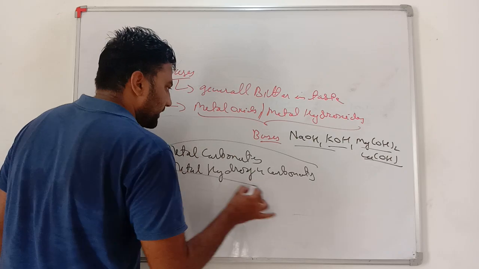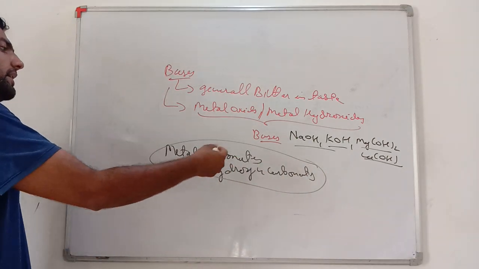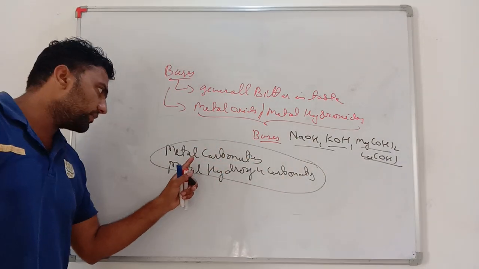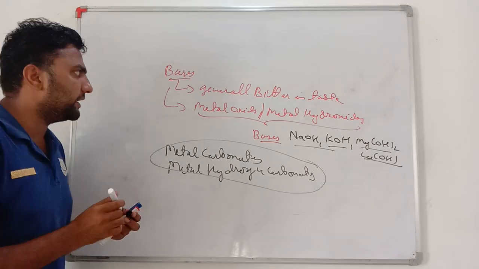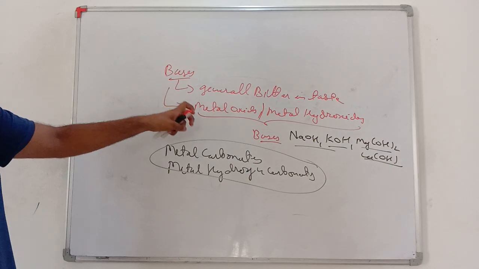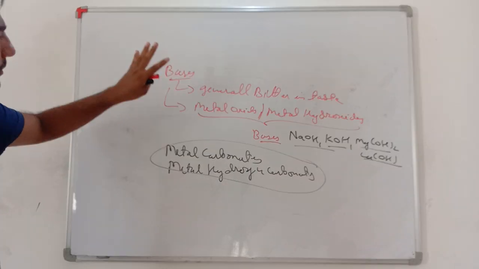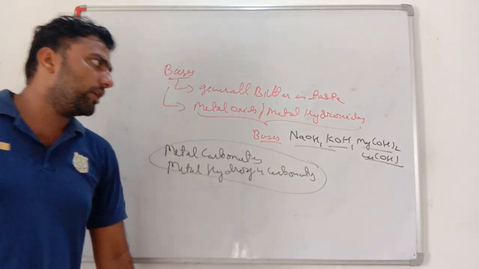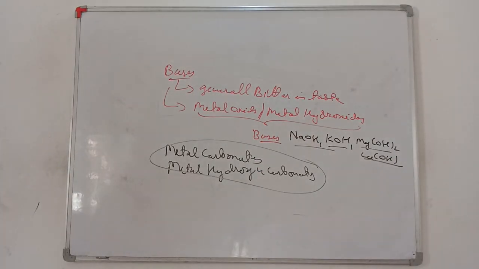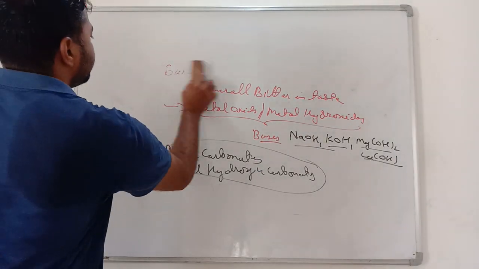As you have already seen that when acid reacts with this, they give salt and water, yes or no? That's why metal carbonates and metal hydrogen carbonates, they also show basic nature. Very important, what are bases? Bases are generally bitter in taste. Metal oxides and metal hydroxides are bases. NaOH, KOH, Mg(OH)2, these all things are bases.